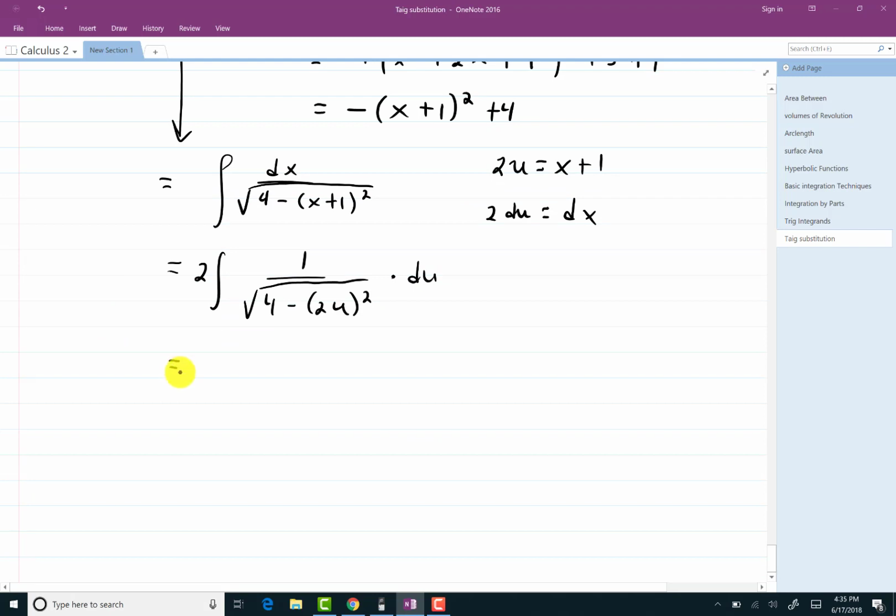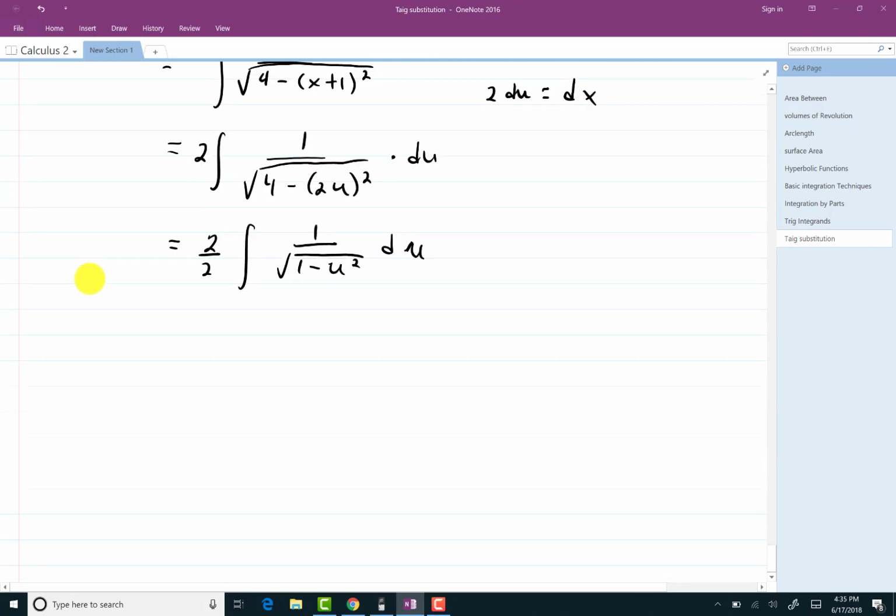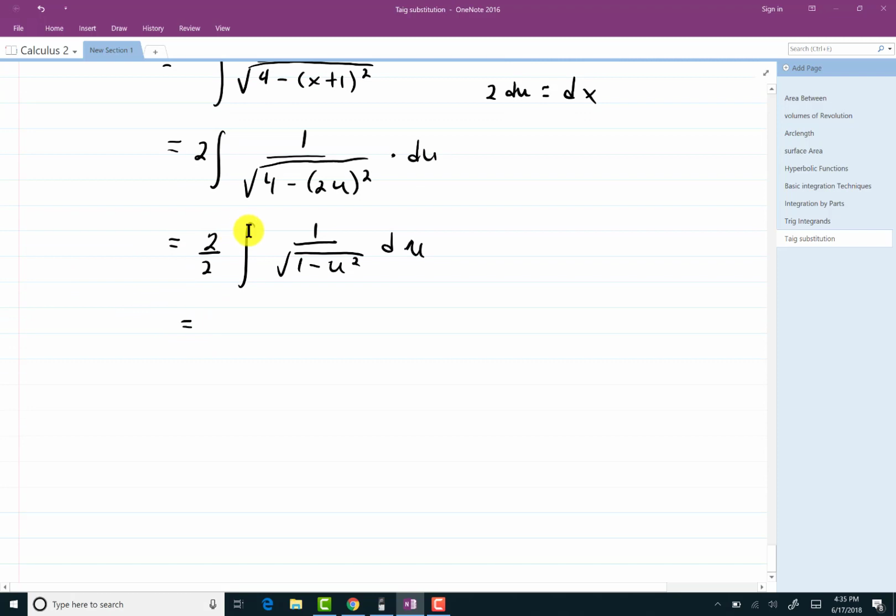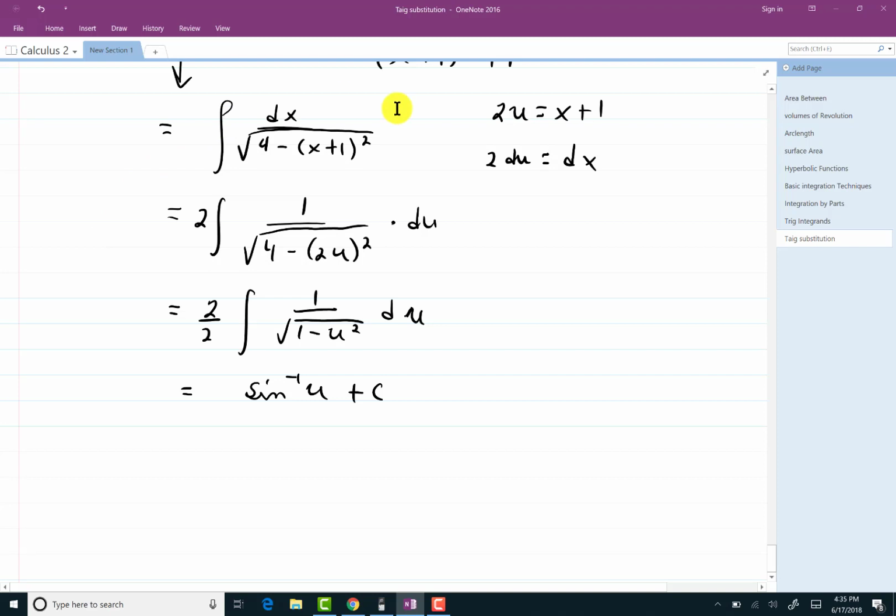And then we end up with 2. I'm going to factor that 4 out. And so now those 2's of course cancel. This is arcsine of u. And now what was u equal to? u actually equals x plus 1 over 2.